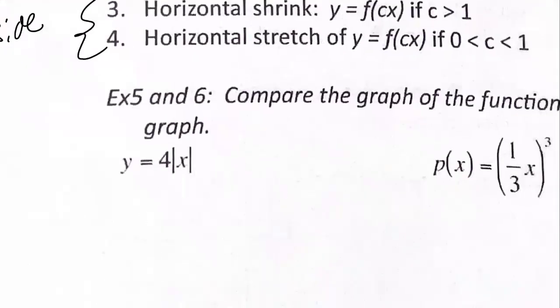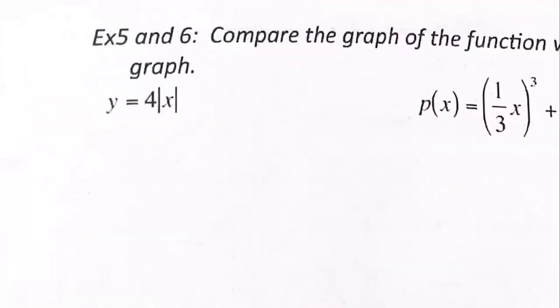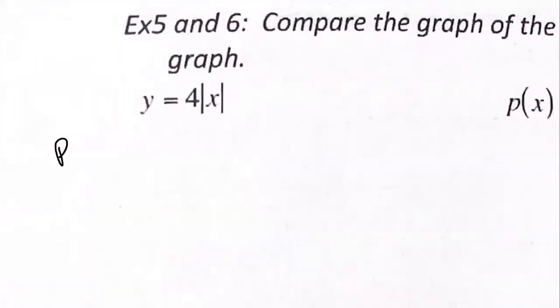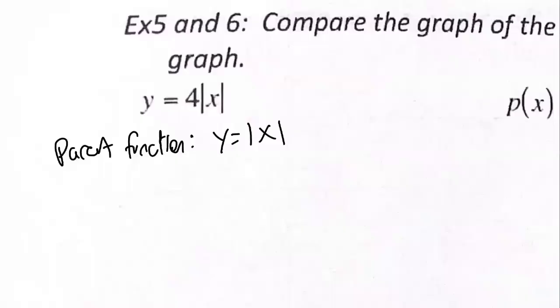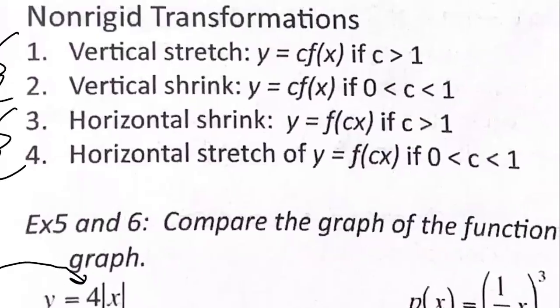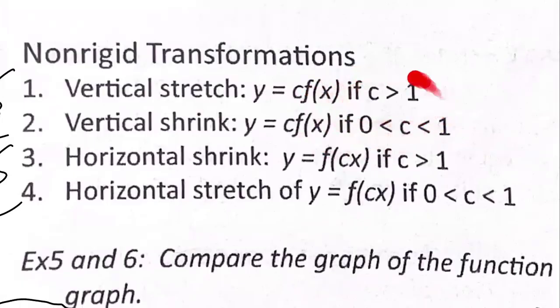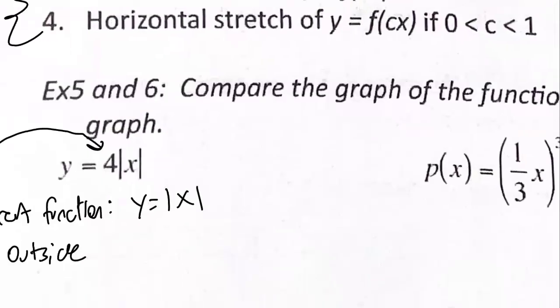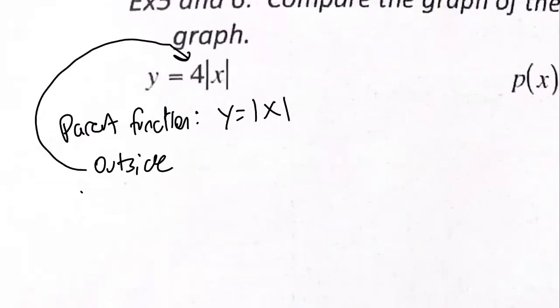Okay, so for 5 and 6, compare the graphs of the functions with its parent function of the graph. So for this one, the parent function is y is equal to absolute value of x, right? This 4 is outside. So that means when I want to figure out the transformation, I'm going to be looking at this one right here. Now, it's greater than 1, correct? So if it's greater than 1, what's the transformation? Vertical stretch. So vertical stretch.